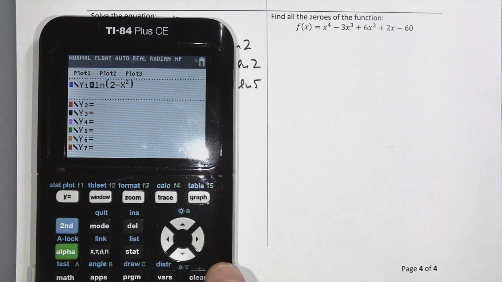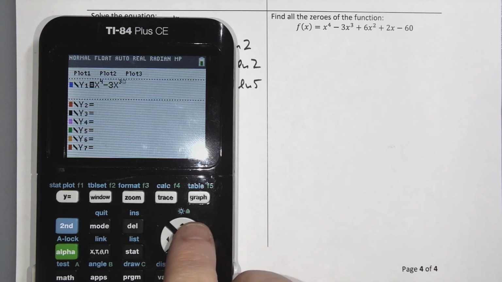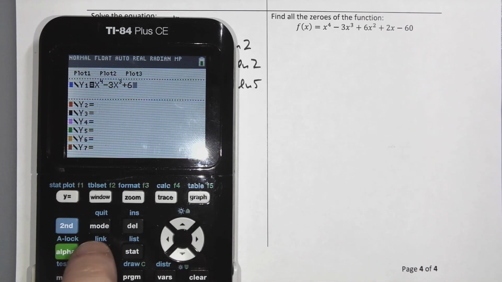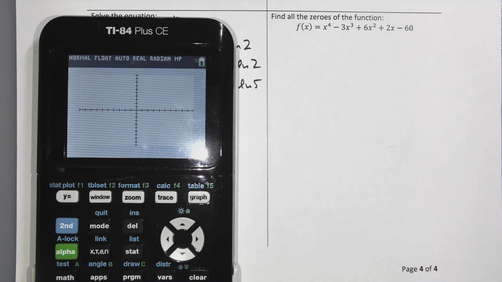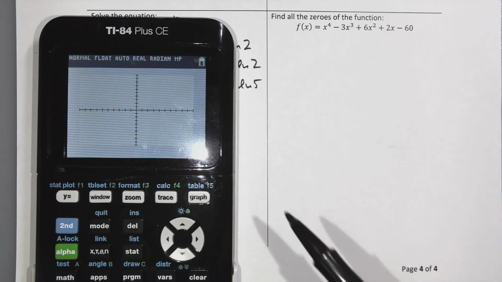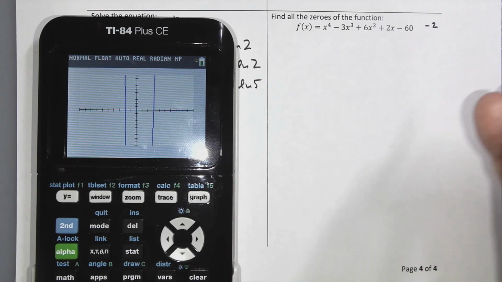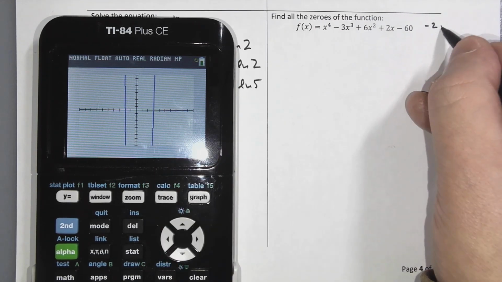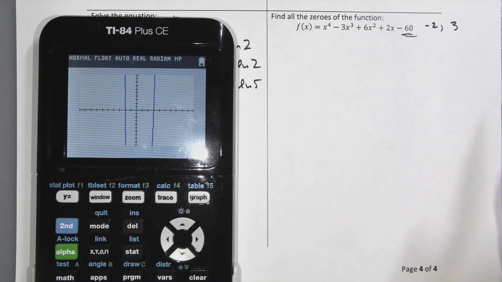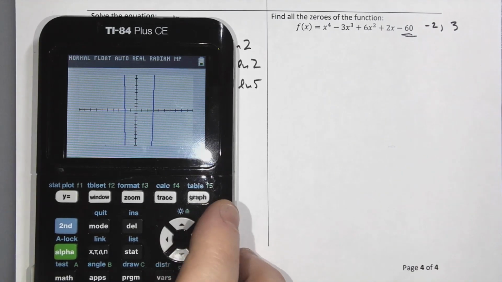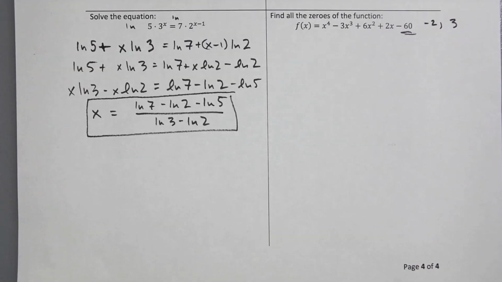So we need to see x to the fourth minus 3x cubed plus 6x squared plus 2x minus 60. And so if I graph this just in a standard window, -10 to 10, I can see that there's a root that seems to be around -2 and seems to be around 3, and that would be consistent with the rational roots test. So I'm pretty happy with that. We'll go with that.